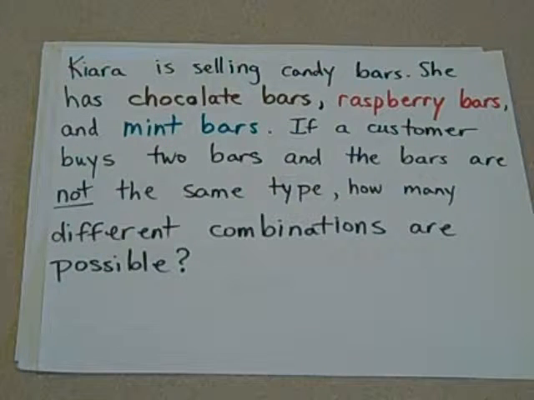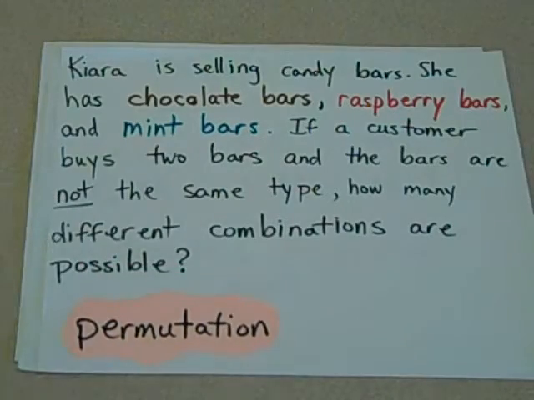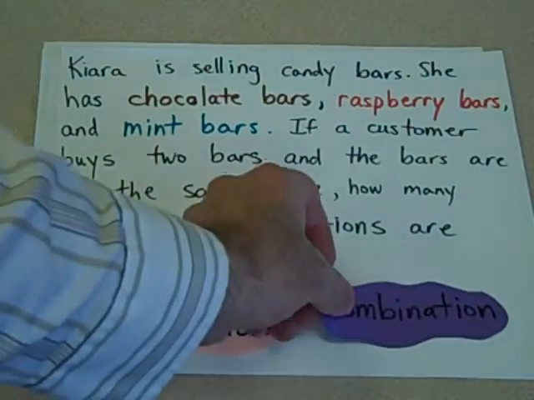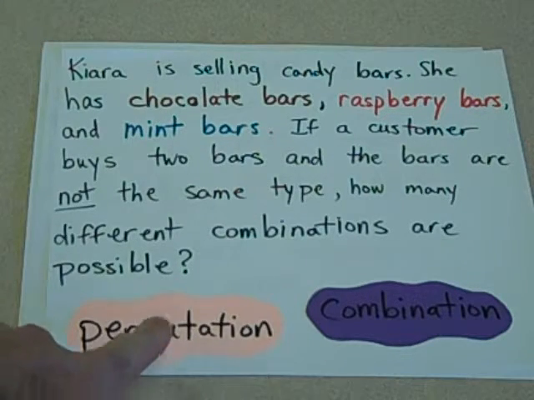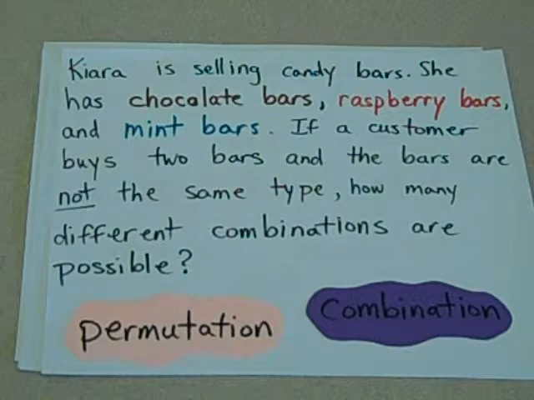Kiera is selling candy bars. She has chocolate bars, raspberry bars, and mint bars. If a customer buys 2 bars and the bars are not the same type, how many different combinations are possible? Is this a permutation question or is this a combination question? Permutation, order matters. Combination, order does not matter.